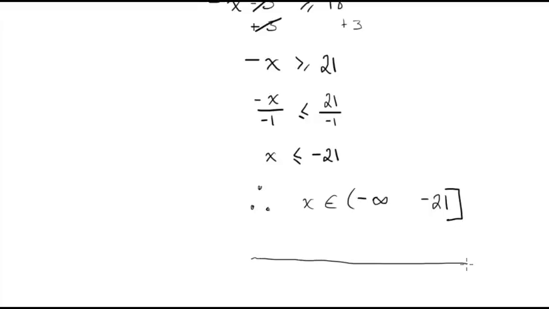Negative 20, negative 21, negative 22. You want to include negative 21 and then take all numbers less than that.